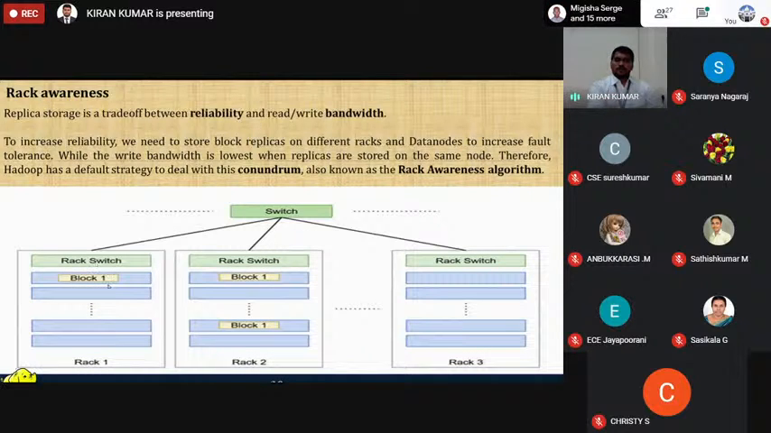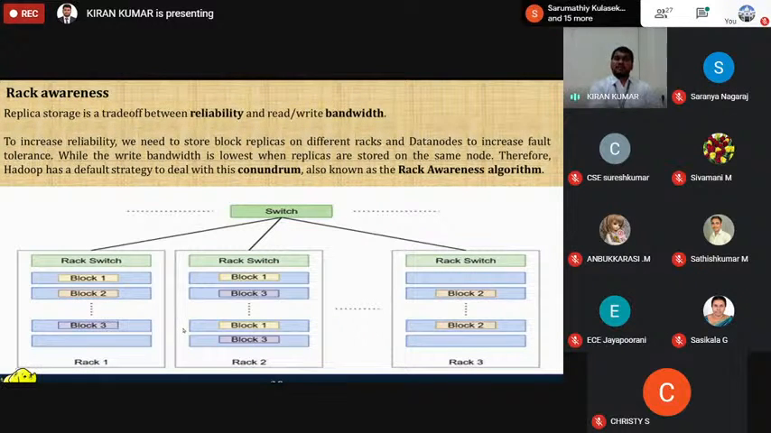If I store one copy in rack 1, another copy in rack 2, another copy in rack 3, you feel that it has a high reliability, because even if the entire rack goes down, I have the data in another rack. I have 3 racks in total, and I have the data in all the 3 racks.